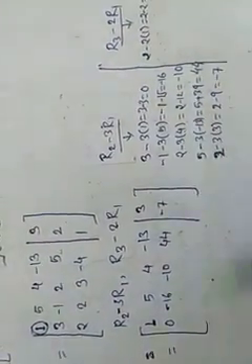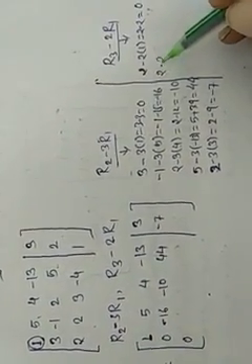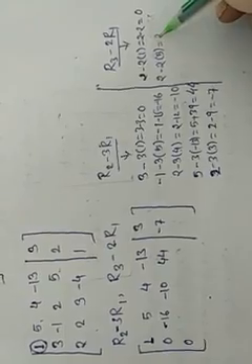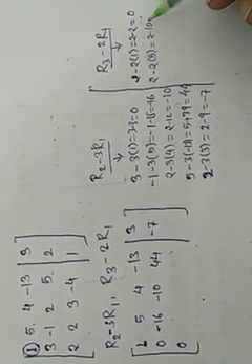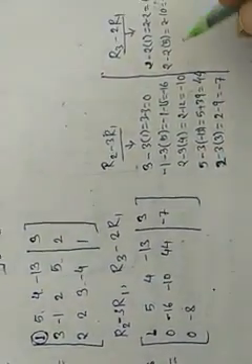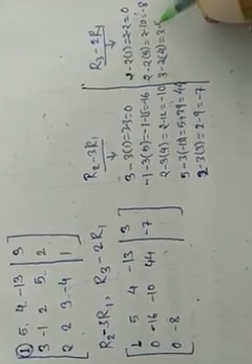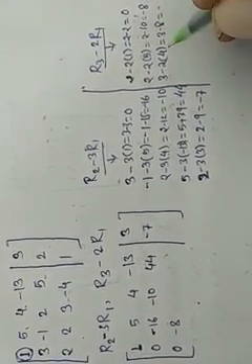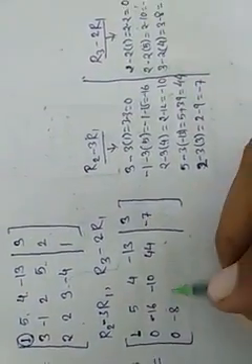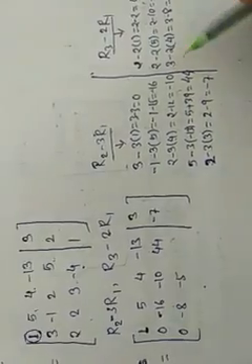So here the first is 0. Next, 2 minus 2 into 5, which gives 2 minus 10, which is equal to minus 8. So it is minus 8. Next, it is 3 minus 2 into 4, which gives 3 minus 8, which is equal to minus 5. And last, it is minus 4.